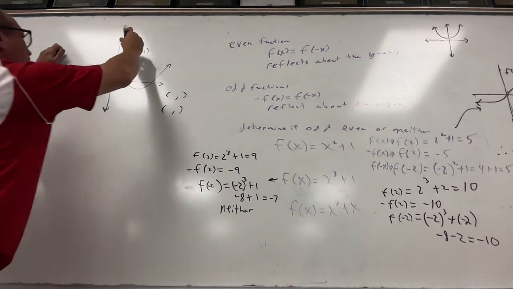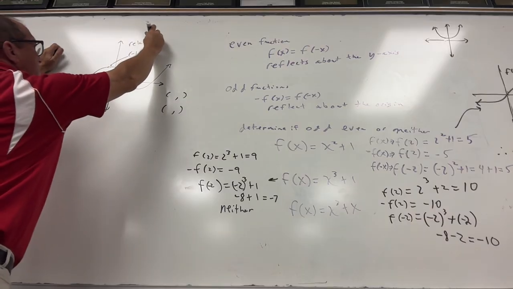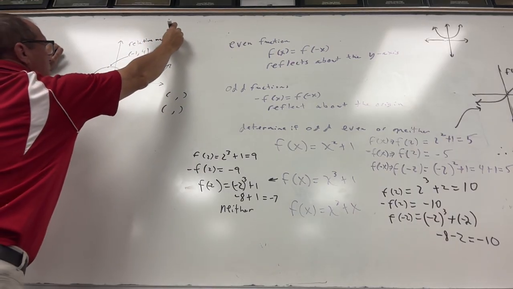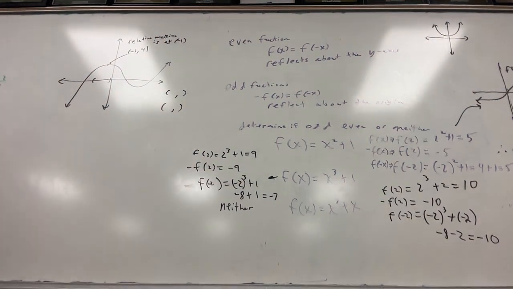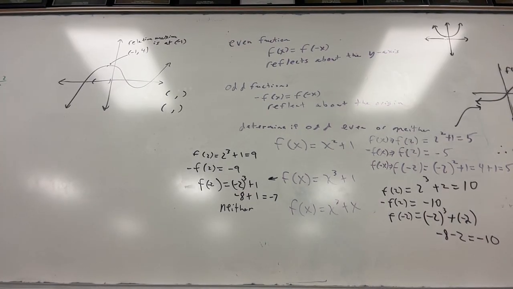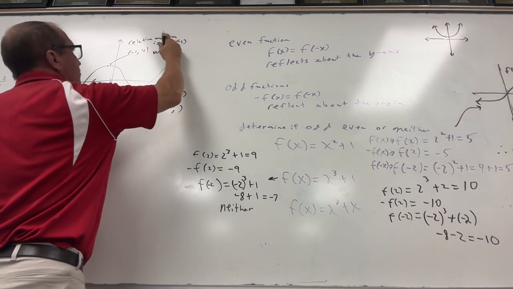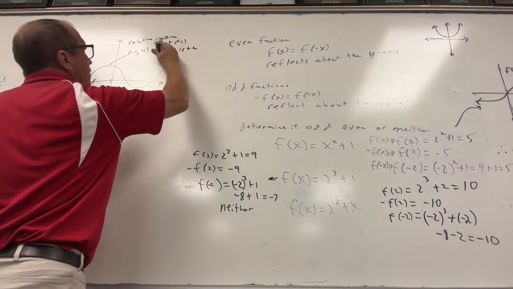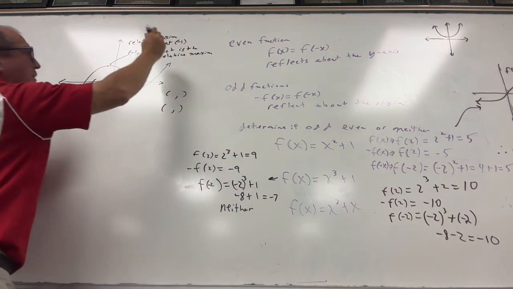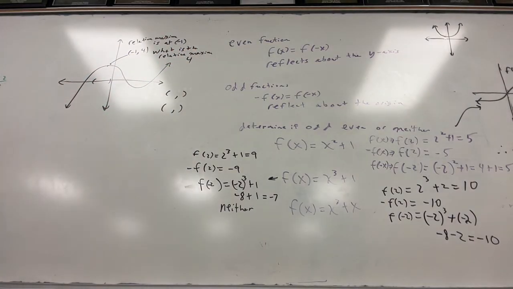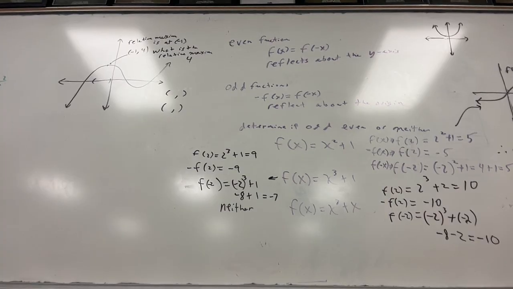Well, the relative maximum is at negative 1. So if it asks, where is the relative maximum? The answer is negative 1. If it says, what is the relative maximum? You would say it is 4. So what it is, is the range value. Where it is, is the domain value.